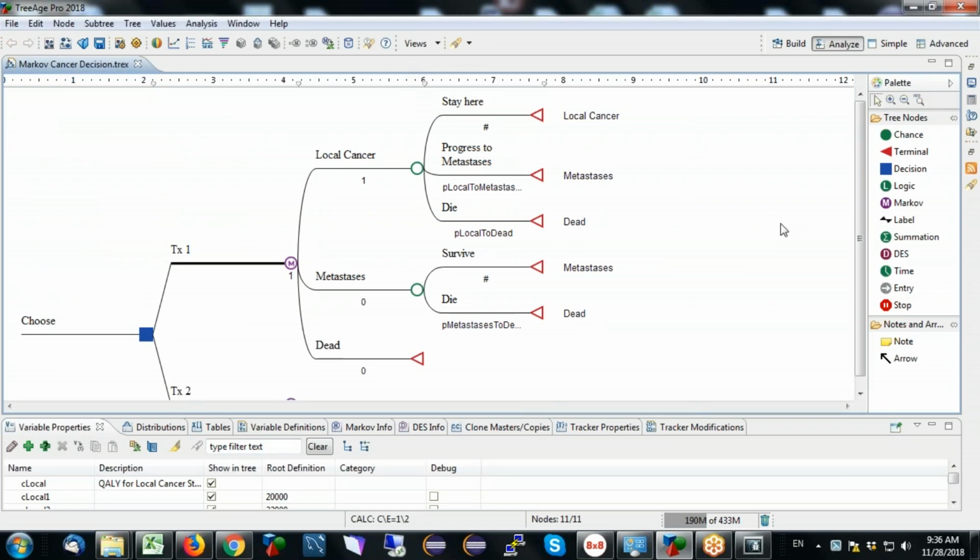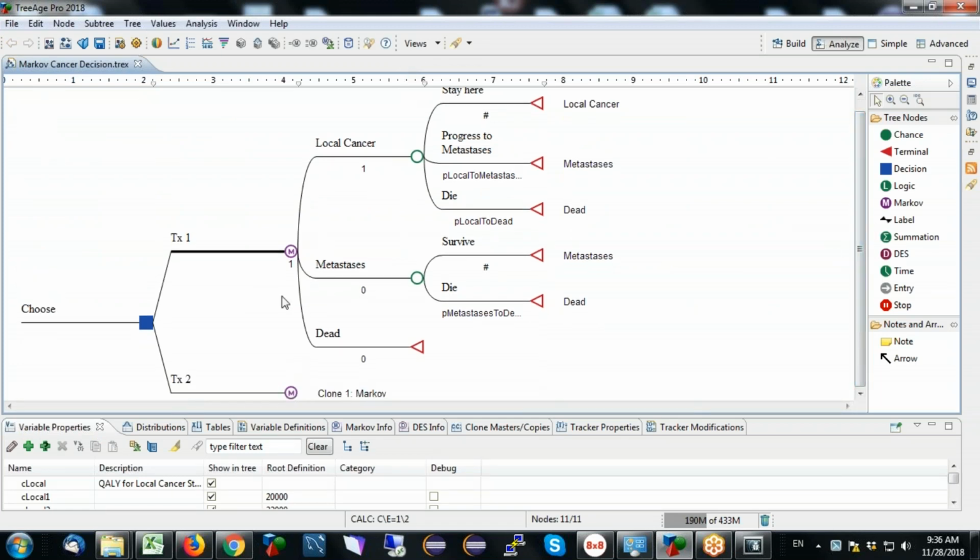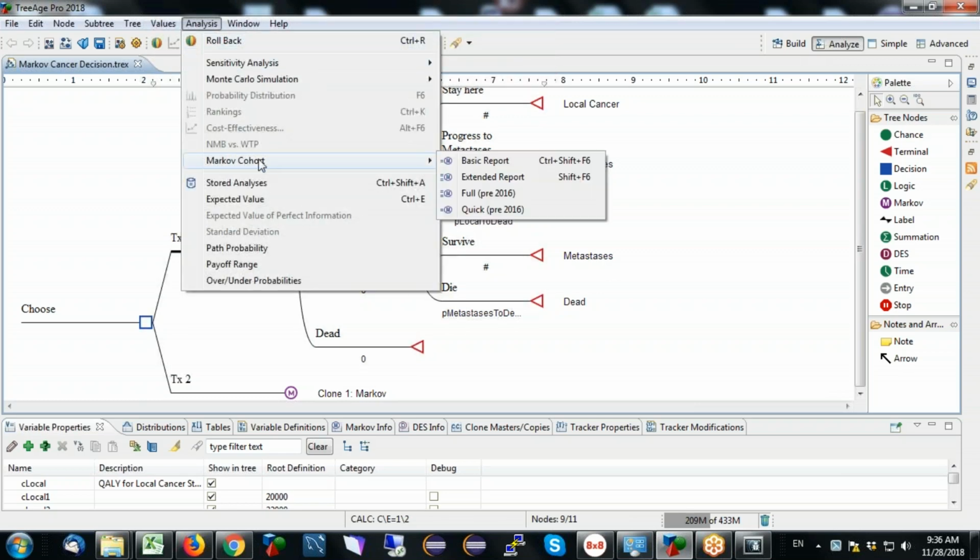So just briefly, we have a model with 2 strategies. The second one is just a clone of the first one, so they use the same structure. So I only had to build it once. 3 states, transition events, returning to the states, and then running for about 20 years. That's just the basic structure of the model. But when we want to look at the details, we're going to go to the Markov node, and we could do this at either of the 2 Markov nodes, but we're going to focus on the top one. And this button right here in the Analyze Perspective runs the extended Markov cohort report. It's also available in the analysis menu.